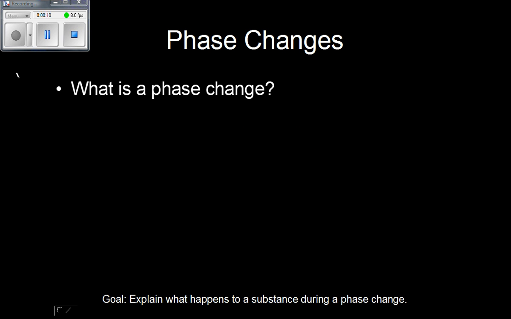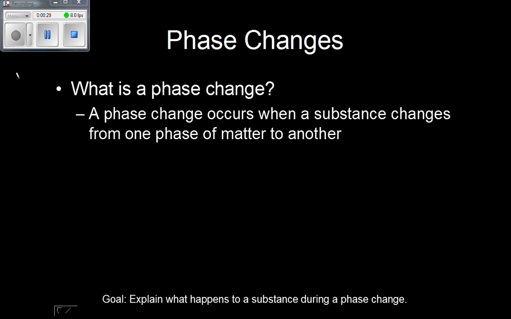Well, if you remember from our previous video, a phase of matter is either a solid, liquid, gas, plasma, or BEC. We're going to focus today on phase changes between solids, liquids, and gases, since those are the three that we know of here on Earth and are familiar with. A phase change occurs when a solid, liquid, or gas changes to another phase of matter.